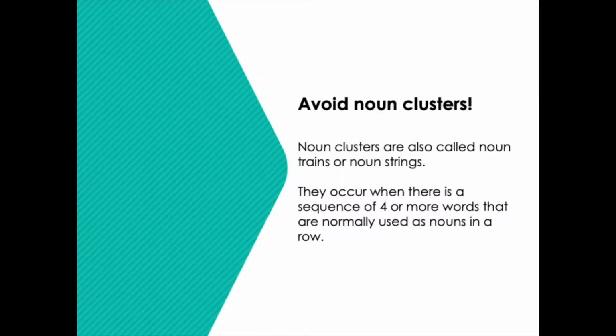Let's get started. So we'll start with our first topic, noun clusters. What are noun clusters? Noun clusters are also called noun trains or noun strings by different writing experts. You have a noun cluster when there are 4 or more nouns in a row in your sentence. So they're either nouns or words that are usually used as nouns. They might be used as adjectives sometimes in these noun clusters. Nonetheless, they're normally used as nouns.